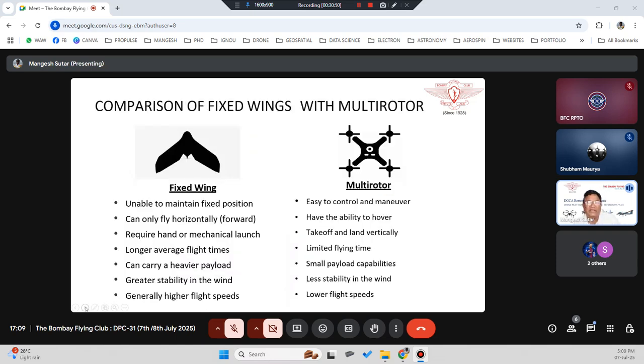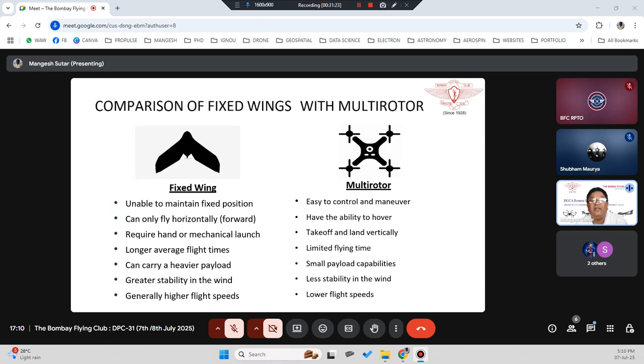Okay, so this is the last slide about the fixed wing: comparison of the fixed wing with respect to multi-rotor. A fixed wing is unable to maintain a fixed position, so it is not able to hover at one particular location. It can only fly in a horizontal forward direction. It requires hand or mechanical launch, catapult, or maybe even a runway. But compared to multi-rotor, it has longer average flight times.